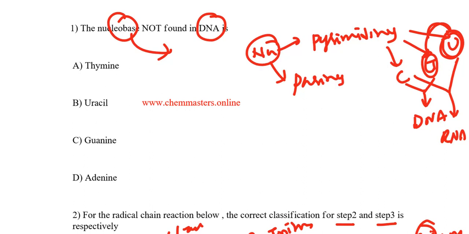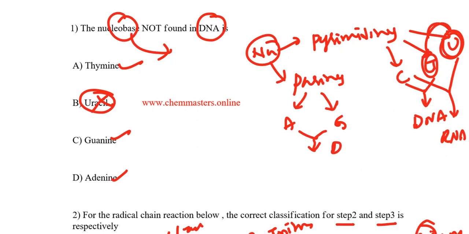If you remember, you can simply give the answer. So the nucleobase not found in DNA is uracil. You can observe thymine, guanine, and adenine. So where can we get guanine and adenine? Simply from the purines. Purines contain adenine and guanine, so adenine and guanine are common in both DNA and RNA. Right, and now just look at the pyrimidine bases.